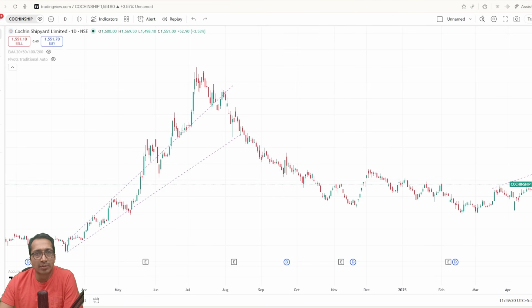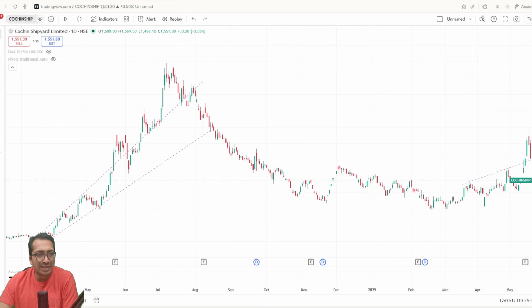Now we are going to talk about the momentum aspects of trading. Now let's talk about the momentum based breakout strategy. Breakouts work best when backed by momentum. So what is momentum? We will just discuss that.